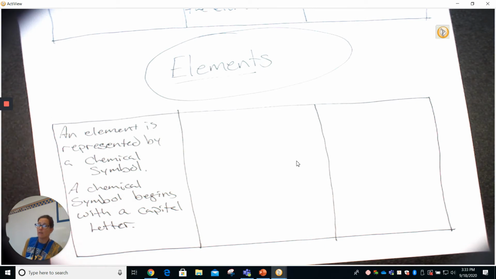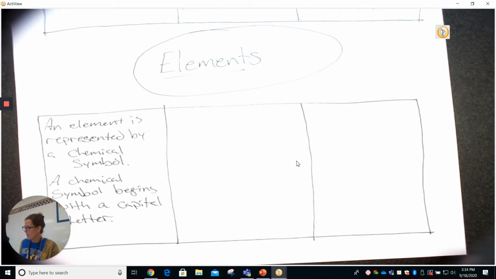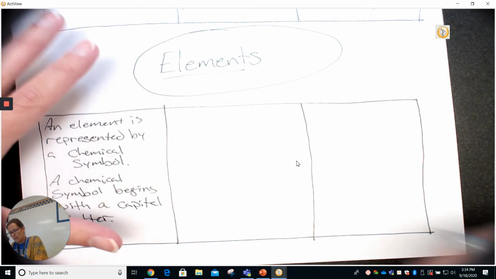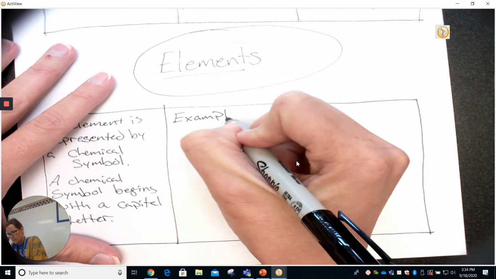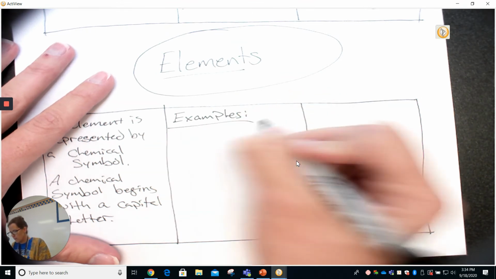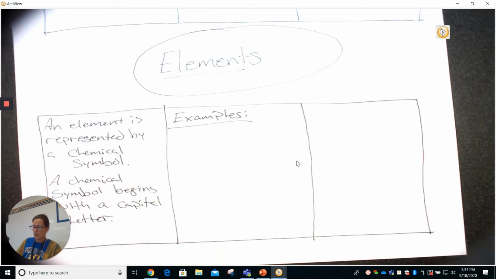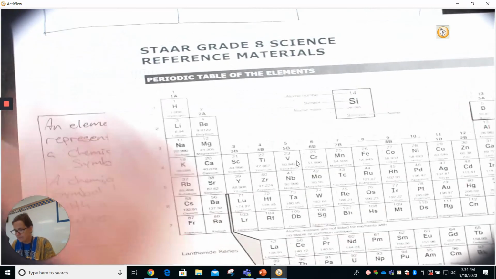Okay, that's good information to have. Okay, so in these next 2 boxes, we're going to be talking about some examples. So I'm going to write examples right there. Okay, the first example we're going to talk about is hydrogen.